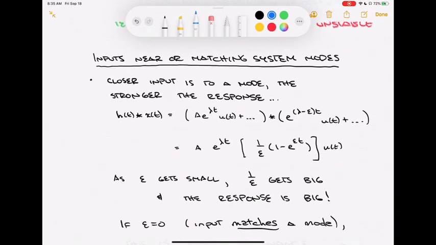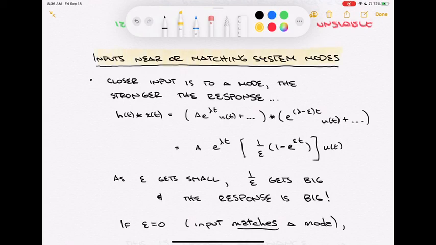Okay, last few bits of topics. This really focuses on some intuitions about system behaviors. In particular, we're going to take a look at what happens when we drive systems near characteristic modes, and then we're also going to look at some low-pass system behaviors. So let's first take a look at this idea of driving a system with an input that is near or matching a system mode.